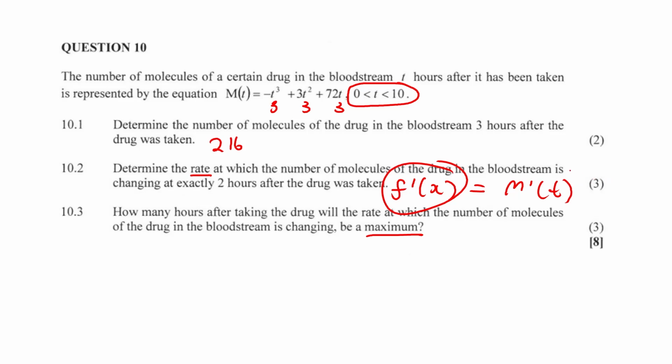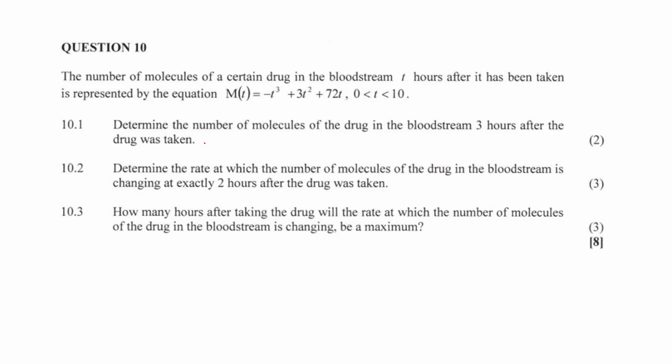I'm just going to clean the screen quickly so it looks a bit pretty, just like you. Let me just write the 216 here. That is our first answer. So M prime t is equal to negative 1 times 3 is negative 3t. 3 minus 1 is 2, silly me, we just subtract 1. That's how we get the squared. Plus 3 times 2 is 6, 2 minus 1 is just 1. So that's going to be 6t plus 72.